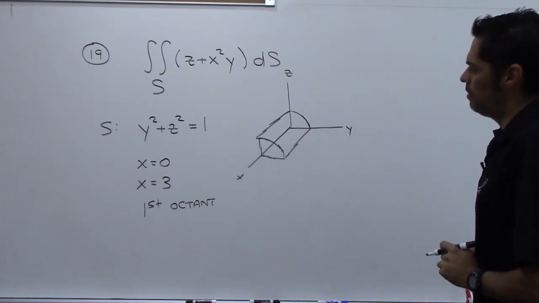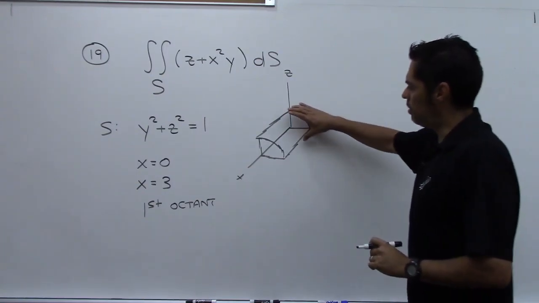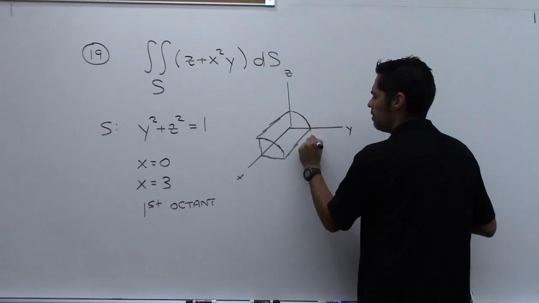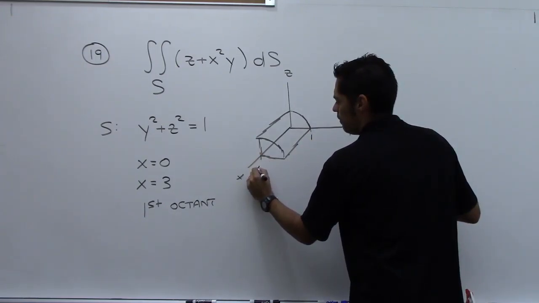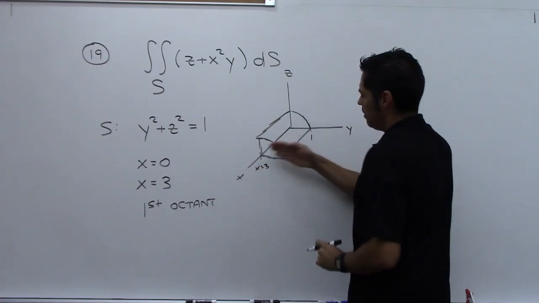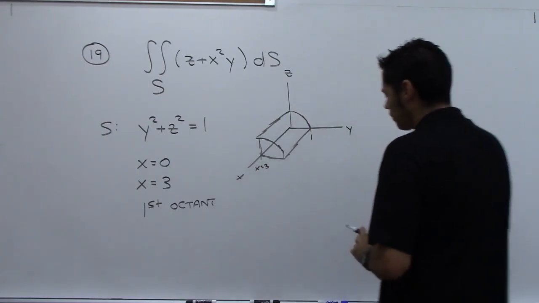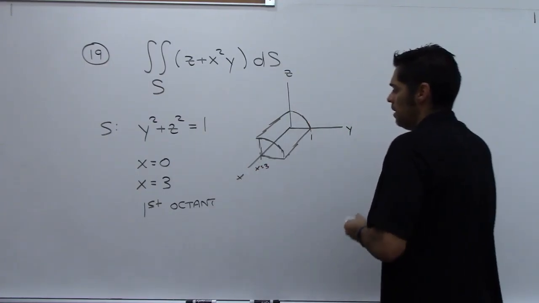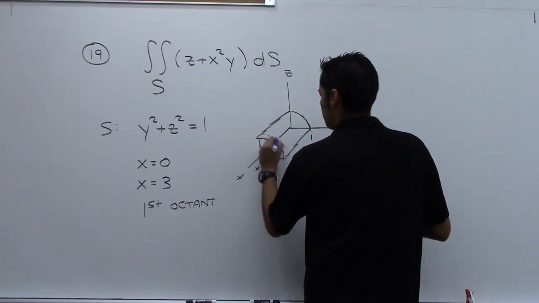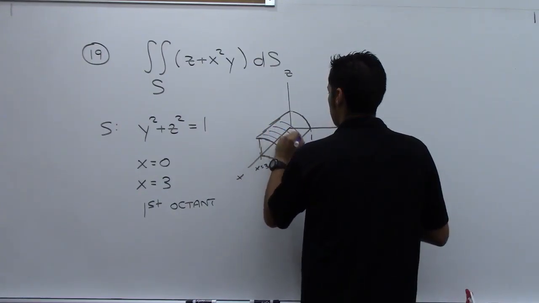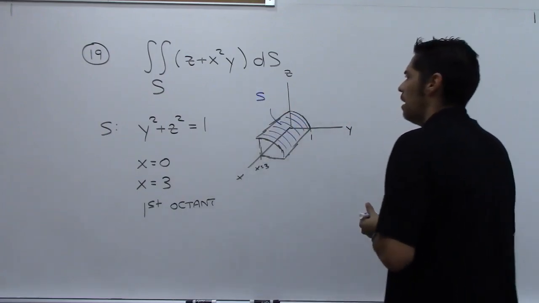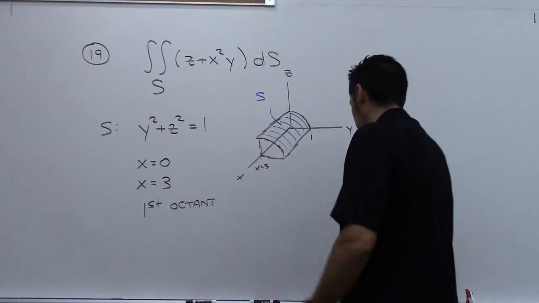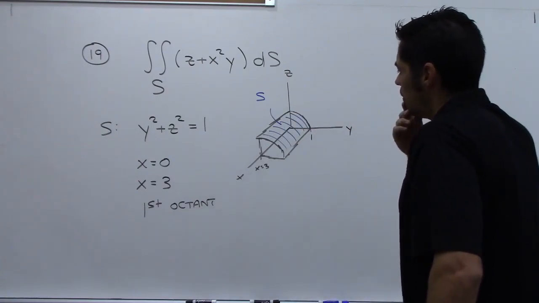Okay, see if that makes sense to you here. Cylinder, radius 1, that's 1. And this is x is 3. X equals 0 is the back side. But all we're interested in is this surface right here. Okay, this part of it is the S. And we're trying to find this surface integral.